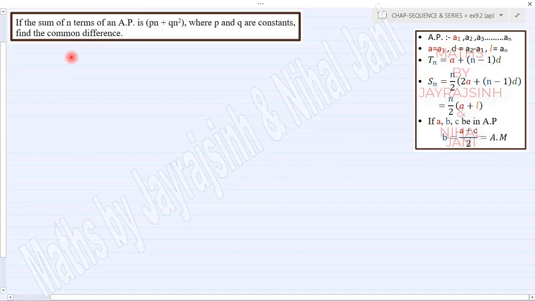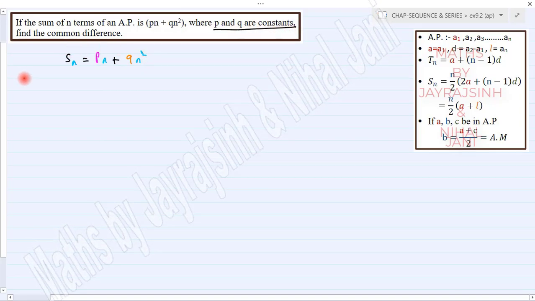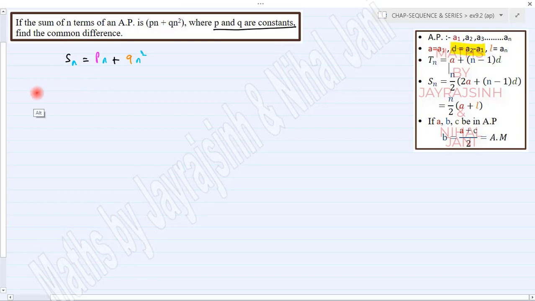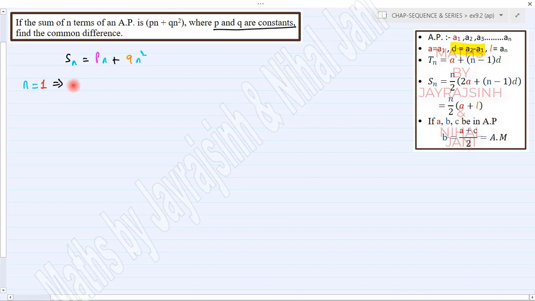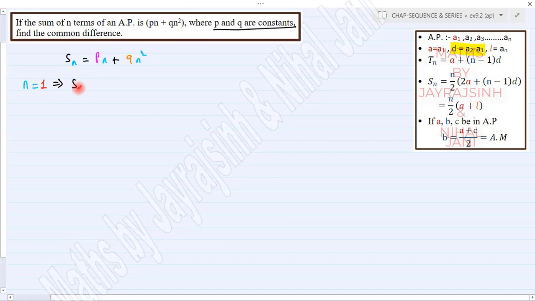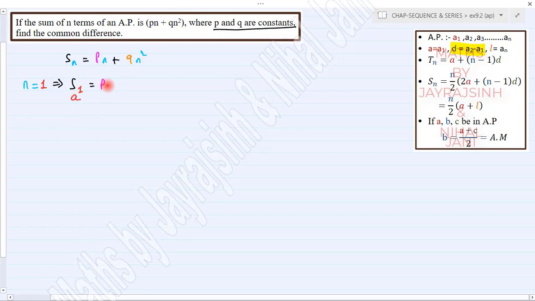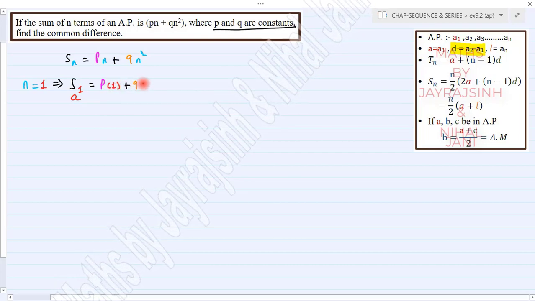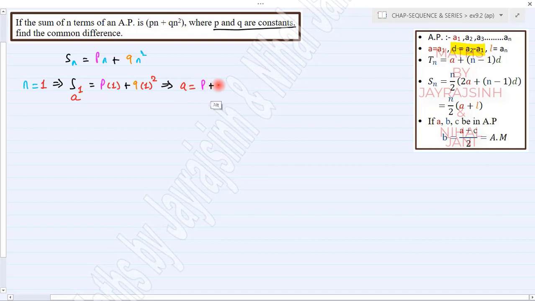In this question, it is given that the sum of n terms is equal to pn plus qn square, where p and q are constants, and we have to find the common difference. And you know that to get the common difference, we need the second term and the first term. So first of all, let's obtain your first term by taking n is equal to 1. So we will get the summation of one term, which is your first term, equal to p into 1 plus q into 1 square. So we will get the first term is equal to p plus q.